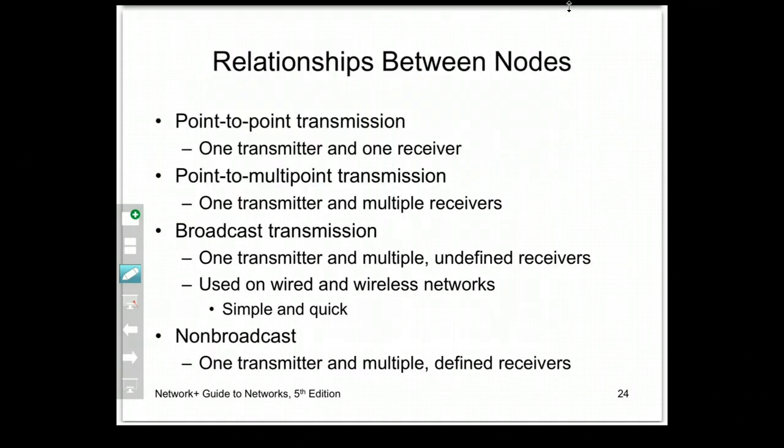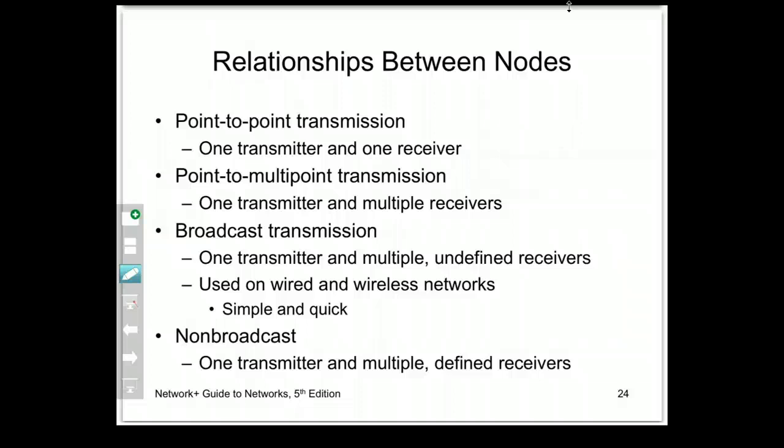Let's talk about that one. Nodes are important when it comes to anything we're talking about in beginning networking, students. The first relationship in a node is point-to-point, and it's basically one transmitter, one receiver. Point-to-multipoint is basically one transmitter, multiple receivers. Broadcast, one transmitter, multiple undefined receivers.